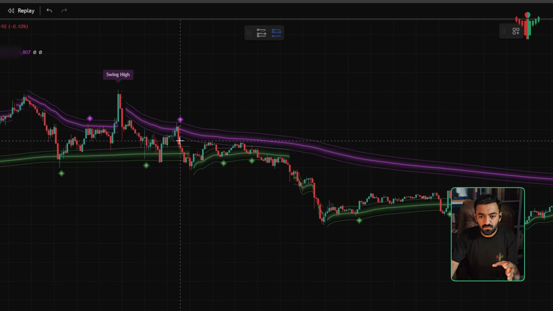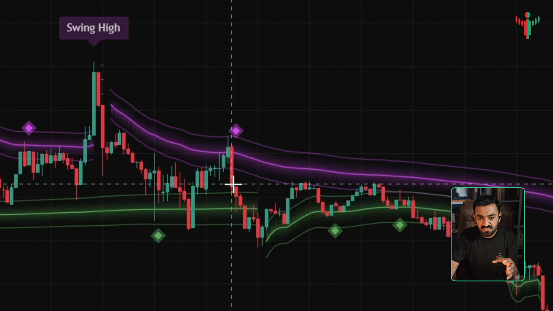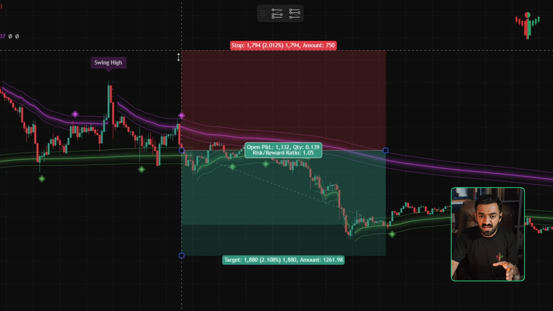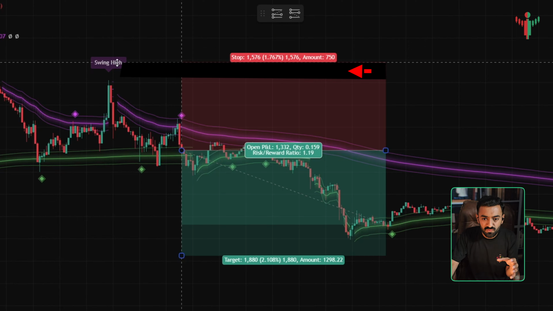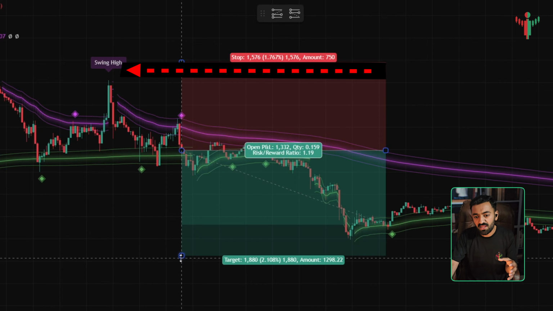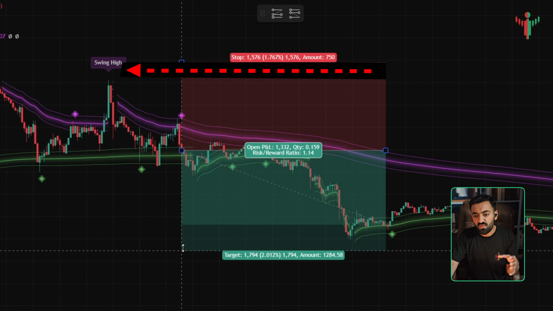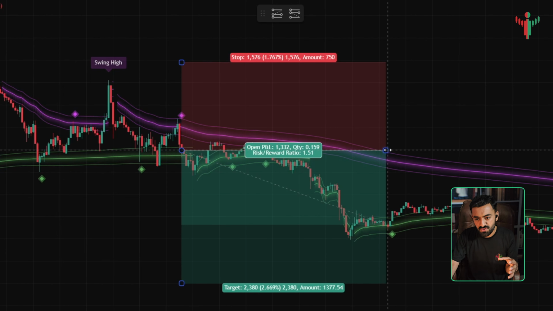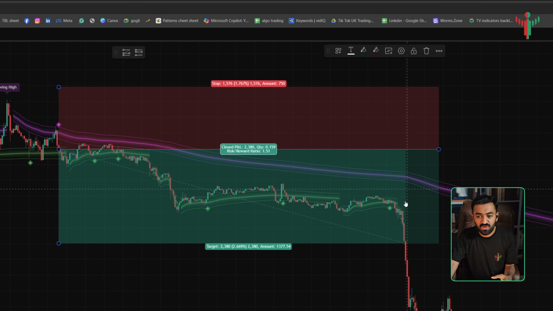I will open a sell trade on the closing of the candle where this appears. On this candle it appeared, I will set the SL at this swing high around here, and the TP will be 1.5 risk to reward ratio, which is almost here, and it closed with the TP.